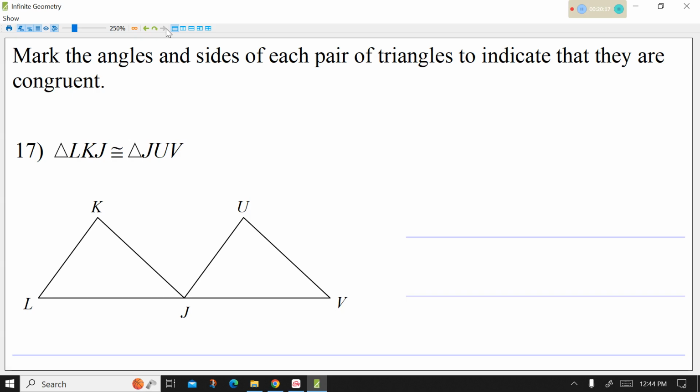But I'm going to give you a chance to do number 17 on your own, and we'll see if you can get this one. So pause it, and I'll reveal the answer in a second. Okay, don't forget to pause it and try it. And the answer is right here.